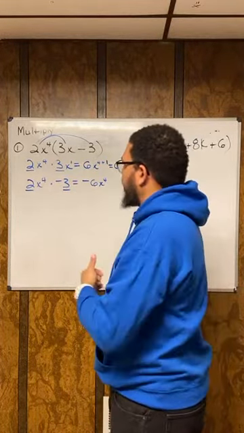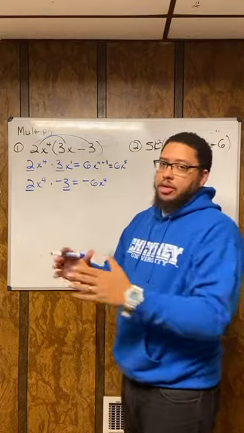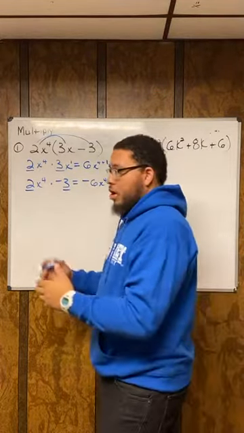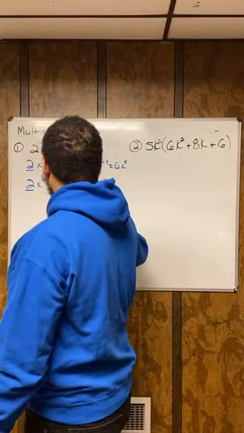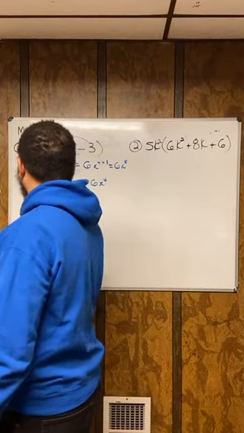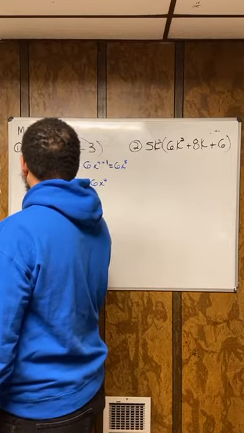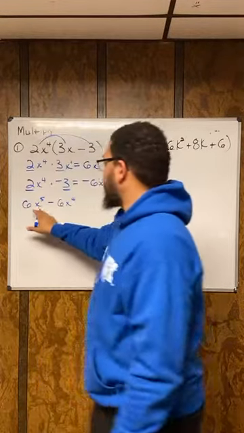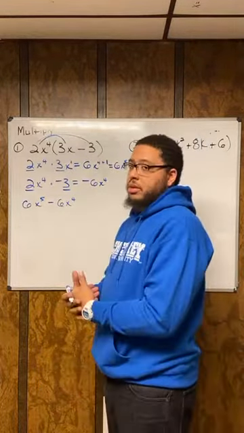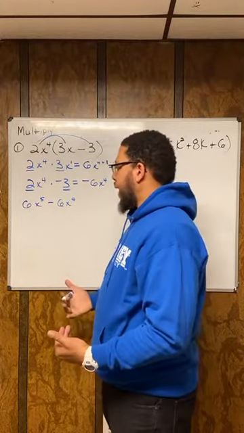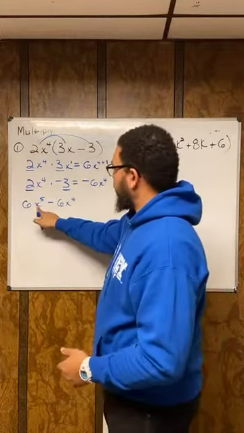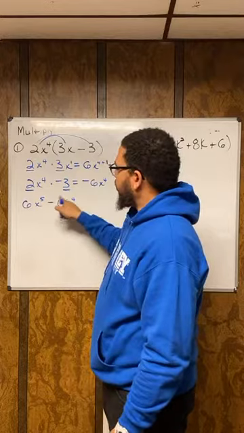So now all we have to do is just basically write this in a neater form, in a simplified form, horizontally. We write the first term and the second term. So our answer is going to be 6x to the 5th minus 6x to the 4th. Now, if these were like terms, we could combine them into one term. But they're not. They're not like terms because even though they're both x's, they have different exponents.